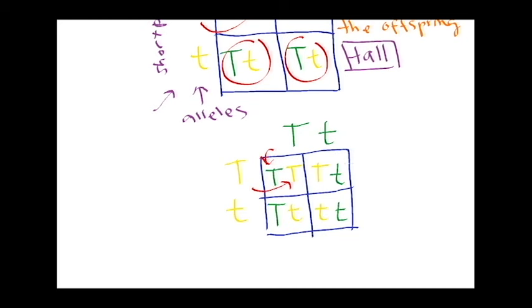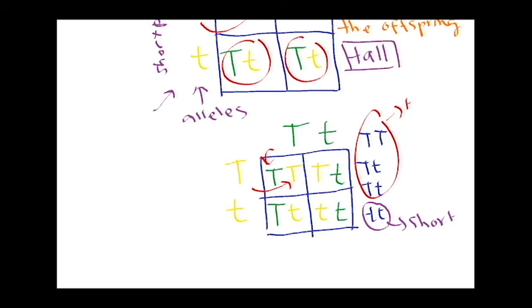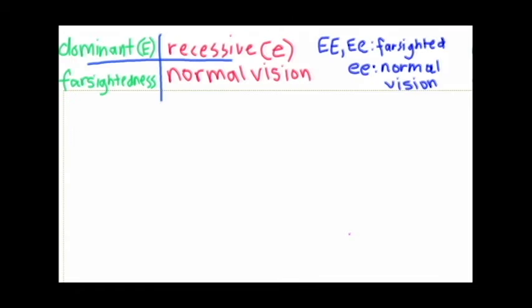So let me write all the genotypes really quickly over here. We have capital T, then capital T, lowercase t, capital T, lowercase t, and then small t. And what this means is that this is short, and all of these are tall. So we can say that 75% are tall and 25% are short. So therefore, 1 in every 4 of these offspring will be short. Now let's look at the Punnett square.